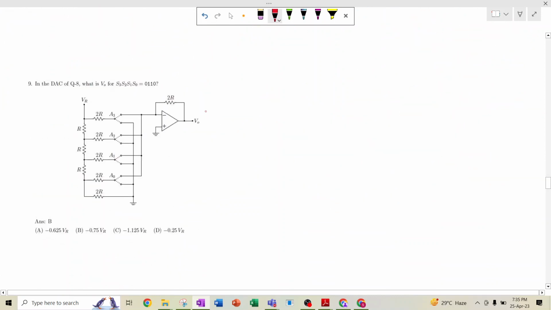In the DAC of question 8, what is VO when S3, S2, S1, S0 is 0, 1, 1, 0? So S3, S2, S1 and S0: this is 0, 1, 1 and 0. So what will be the thing?